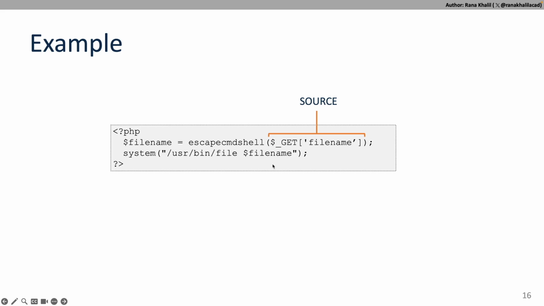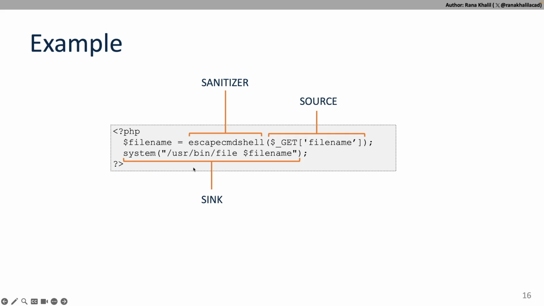Our source over here is the piece of code which takes in user-supplied input, and then it passes it through the sanitizer function that escapes shell metacharacters, and the sink is the system function that the source data propagates to. All right, hopefully taint flow analysis now makes sense.